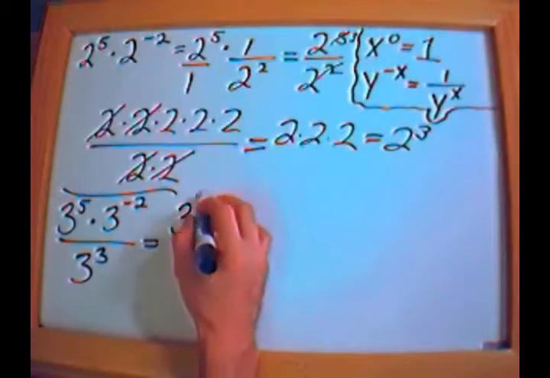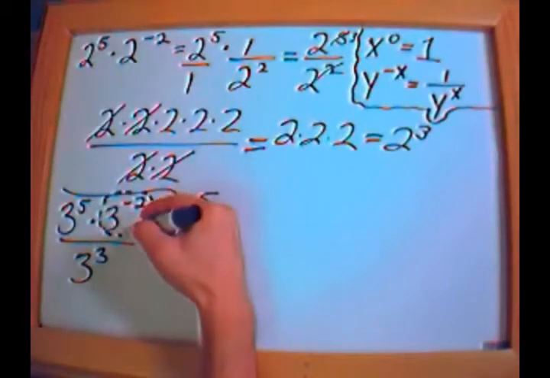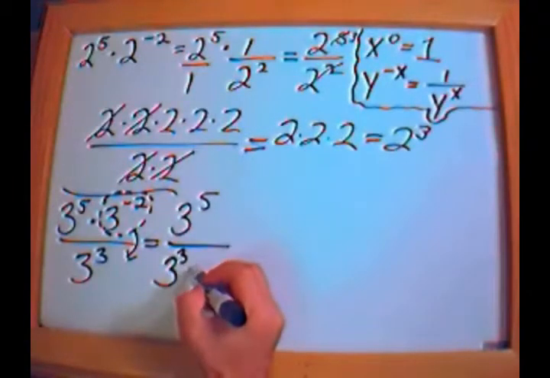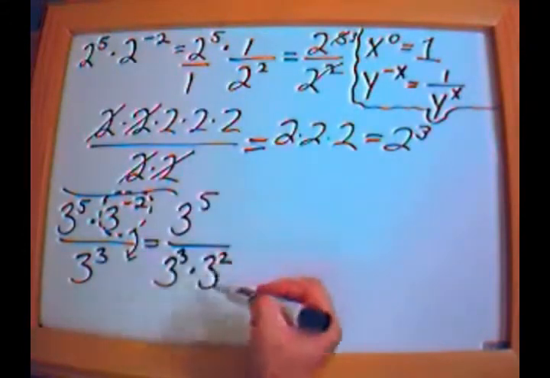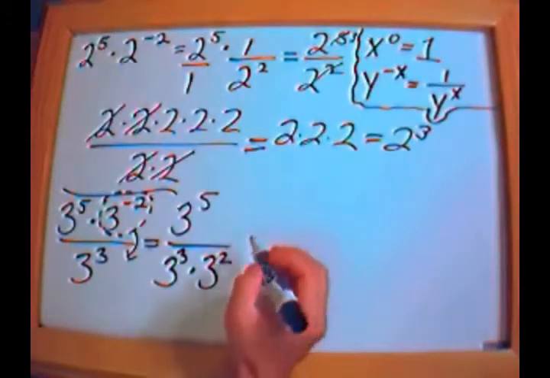So I'm going to have 3 to the 5th on the top. I'm going to move this quantity down to the bottom. How do I do that? Well, I've got to keep the 3 to the 3 intact, but I'm going to move this down and make it a 3 squared. All I did was move it downstairs and take the sign off. So all you do is take the sign, you move it downstairs, okay?